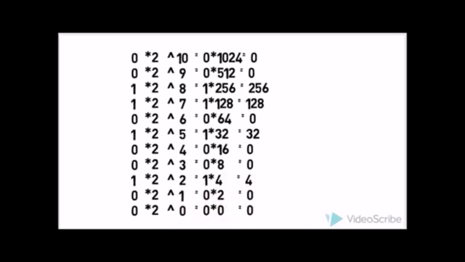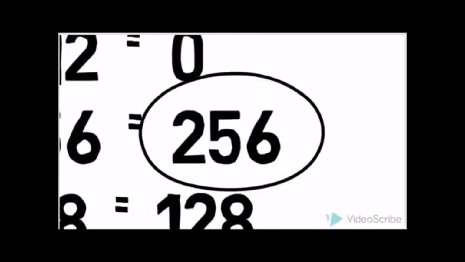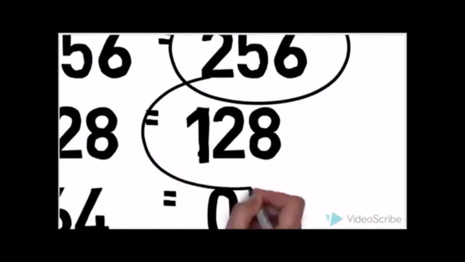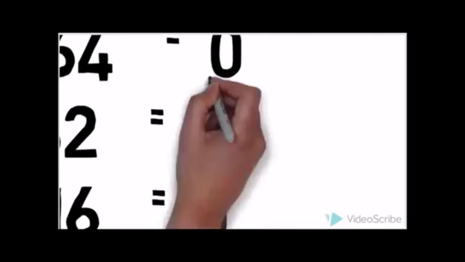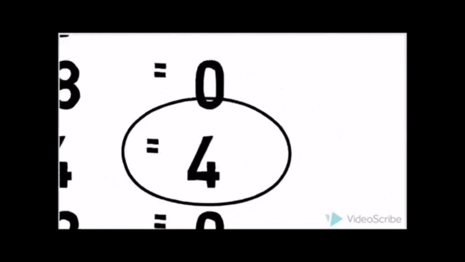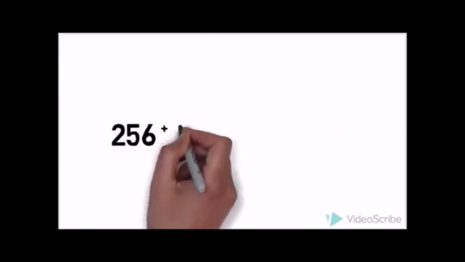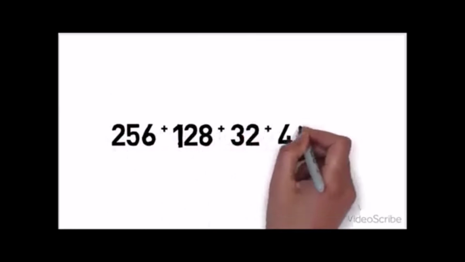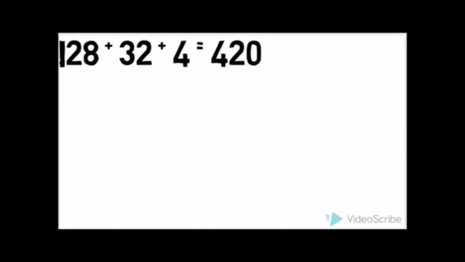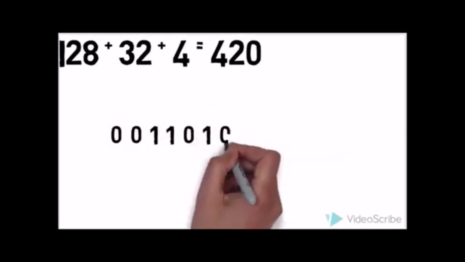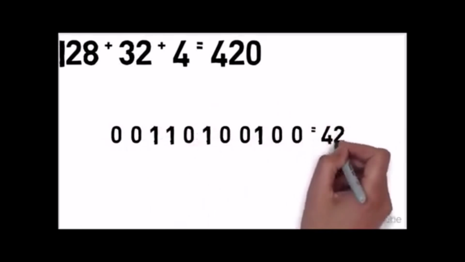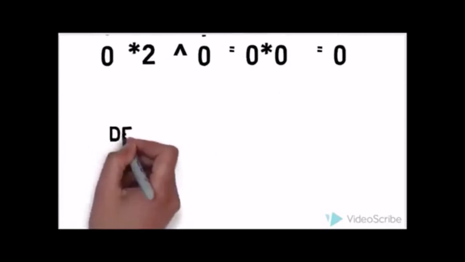I might add that the 2 is the only one that is raised to the power of, not the other ones. We want to select the numbers that are not 0, and then we're going to add them. So, our binary code is equal to 420.